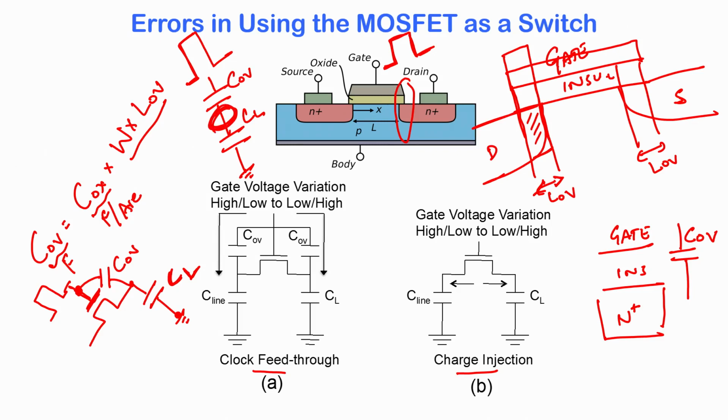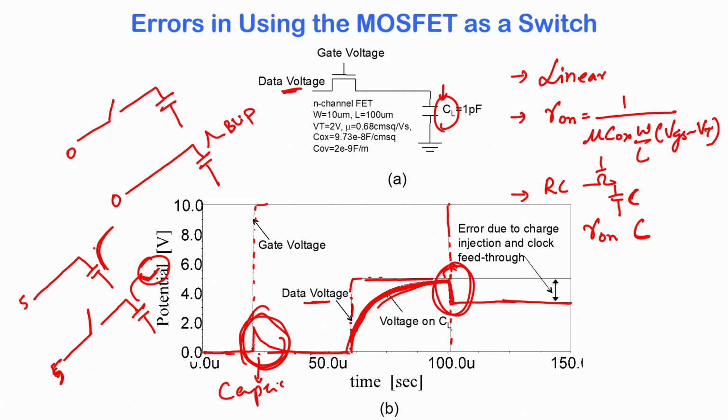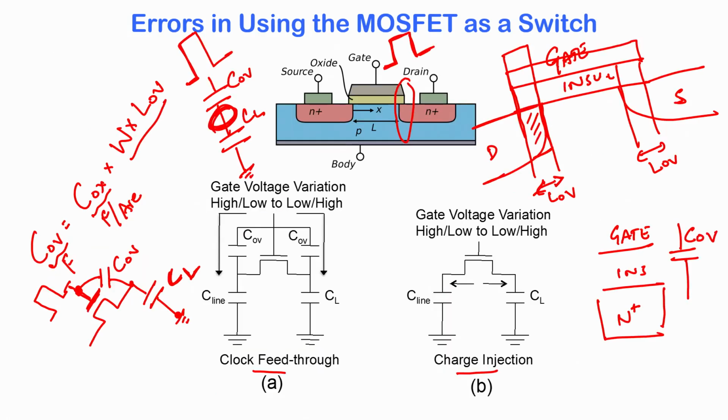Okay. So, when the gate voltage climbs up, you see that there is a transient and the C overlap is coupling the gate charge to the load capacitor. So, you have this quick transient, and the moment the voltage stabilizes there is no more current through the series capacitor circuit and the current quickly dies out to 0. So, that is one mechanism. Okay. What is the other mechanism? The other mechanism is charge injection.